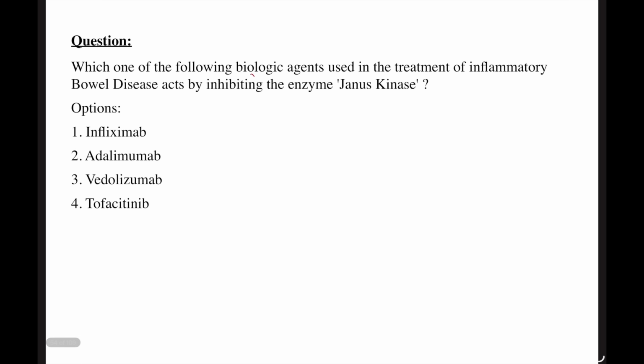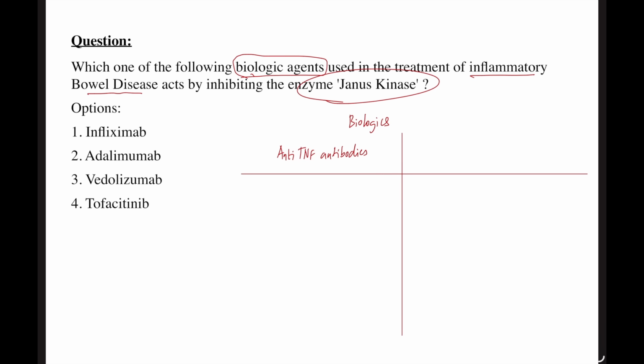Next question: which one of the following biologic agents are used in the treatment of inflammatory bowel disease? Okay. So its mechanism of action is Janus kinase inhibition. For management of inflammatory bowel disease, which can be Crohn's and ulcerative colitis, we have some biologic agents. Now the latest is biologics. In the biologics, we have a category of anti-TNF antibodies, which can be used.